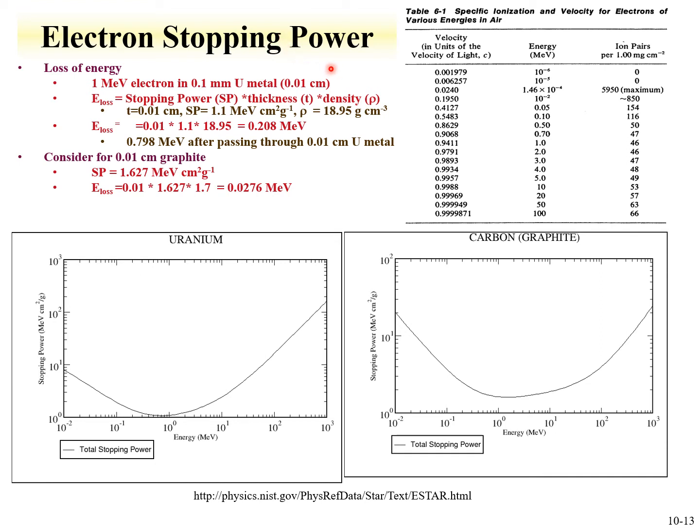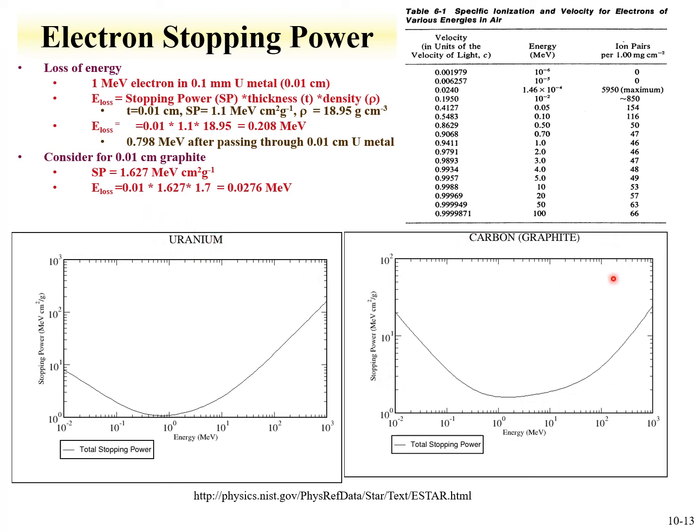So one would imagine that a 1 MeV electron would be able to traverse a 1/10 of a millimeter foil and have about 0.8 MeV after passing through it. If you consider this for graphite, we can do the same thing. We can look at the value for graphite. We see that it's a much smaller energy loss for graphite. Now, here are shown the figures for uranium and the figures for graphite.